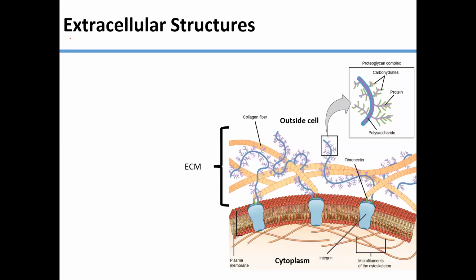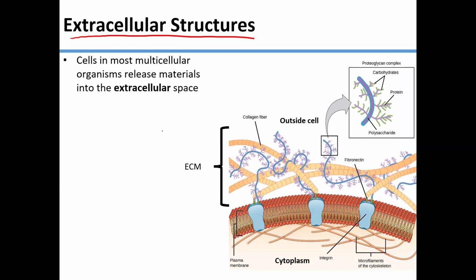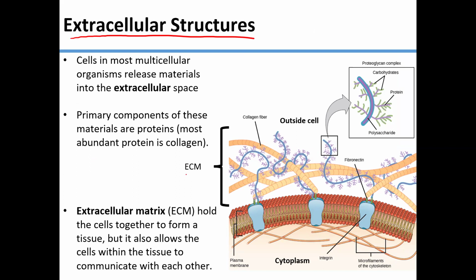The next thing we're going to talk about is our extracellular surfaces, or in this case, our extracellular matrix. The reason we're going to look at this is we focus a lot on the inside, and this is a preview of what we're going to see in future lectures. In most multicellular organisms, cells release materials into this extracellular space. The primary components of these materials are proteins, specifically collagen, which allows us to bind together.